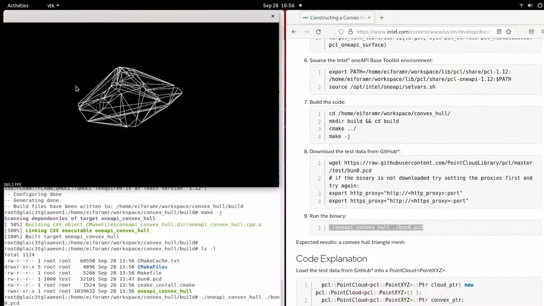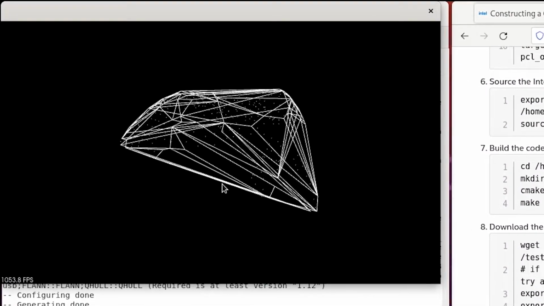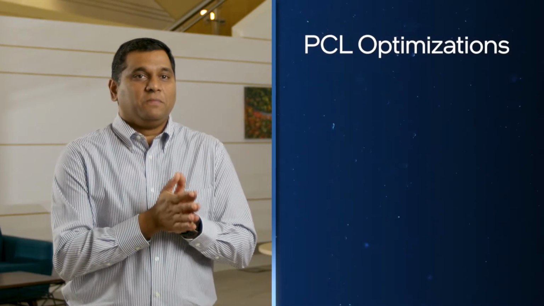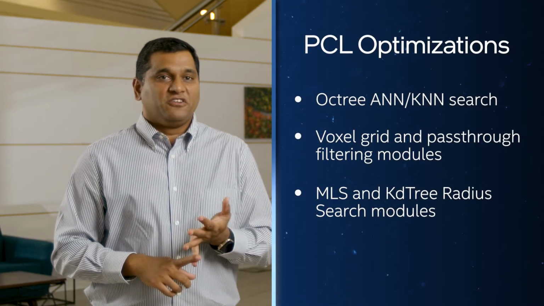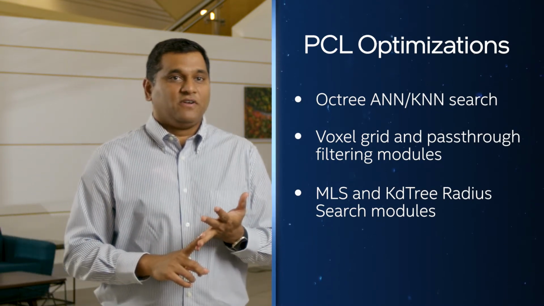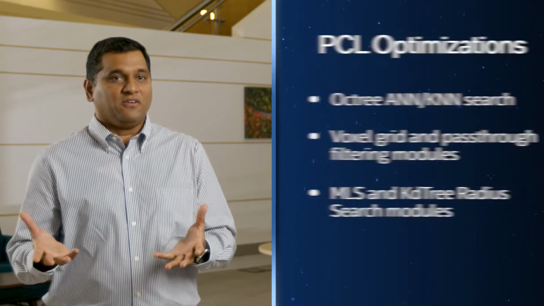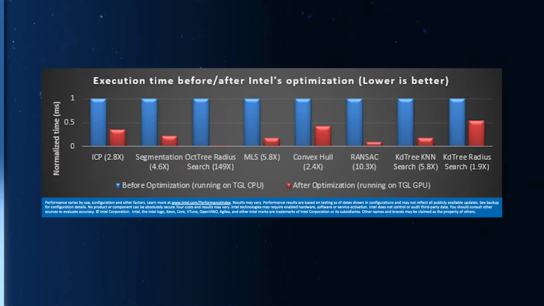Let's move on to Point Cloud library, or PCL optimizations. Previous releases of Intel EI for AMR SDK contained several Intel optimizations to the core functions of PCL. The Q3 release includes optimizations to 3 additional core functions in the PCL library, including optimizations to Octree, ANN, KNN search modules, optimizations to voxel grid and pass-through filtering modules, and lastly, optimizations to MLS and KD tree search modules. Based on the benchmarking data we have collected internally, you can see the performance gains of each of these modules.